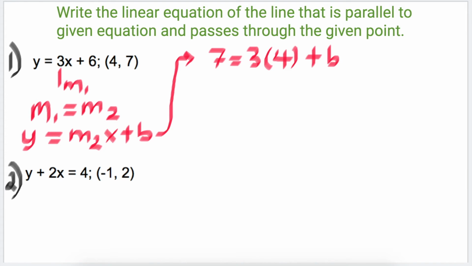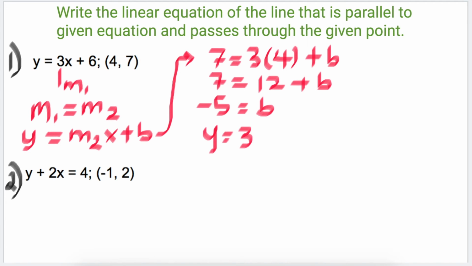So when you multiply 3 times 4, you get 12 plus b, and then all we need to do to get b alone is to subtract 12 from both sides, and you get b is equal to negative 5. That means the linear equation that is passing through (4, 7) is going to be y equals positive 3x minus 5. In the second math problem, we have an equation y plus 2x equals 4.